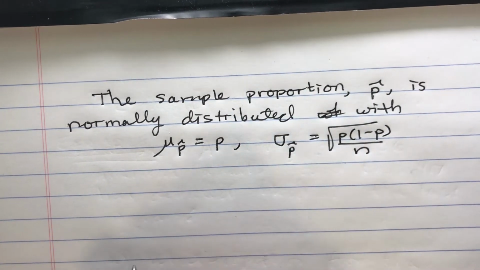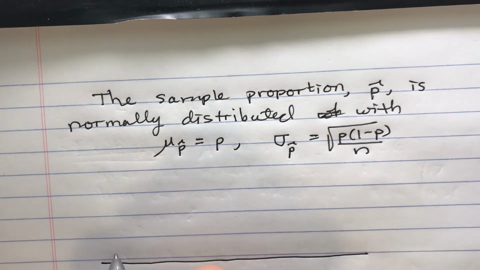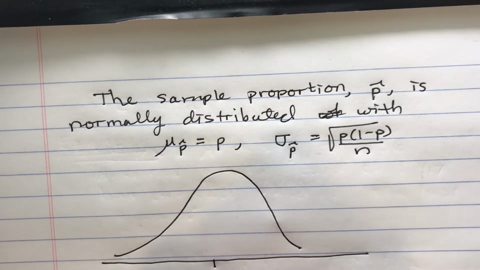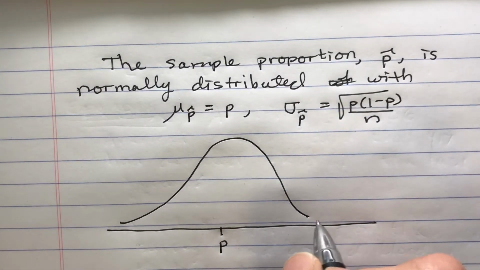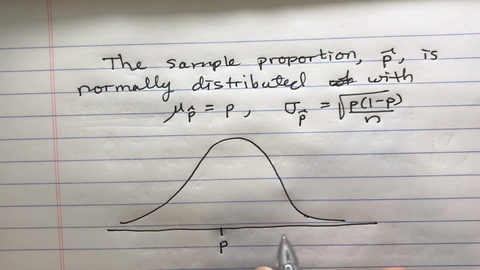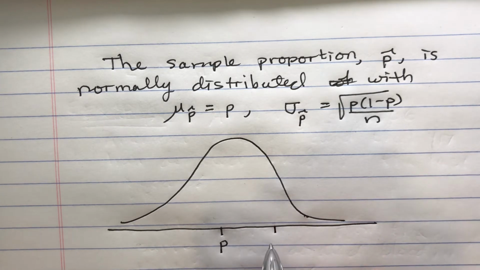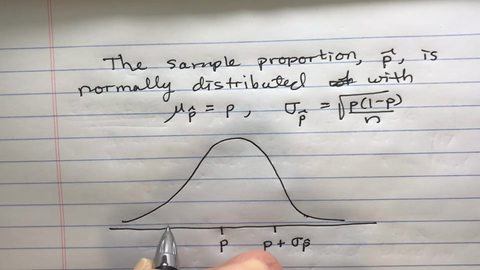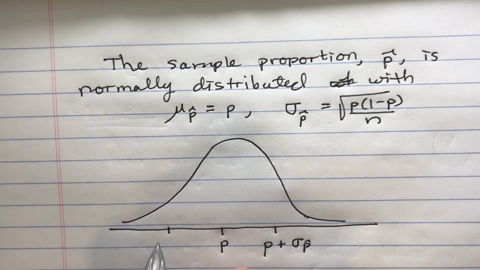And then what I want to do is draw a picture of this. And p is sitting here right in the middle. And then here I'm going to write down one standard deviation, p plus sigma p hat on one side, and p minus sigma p hat on the other side.